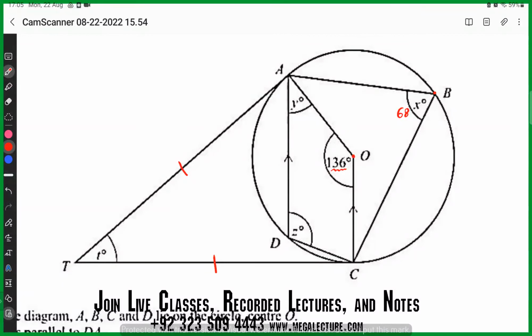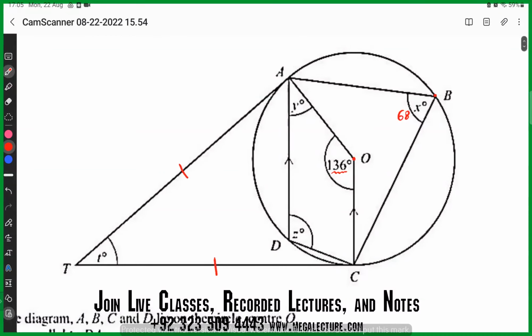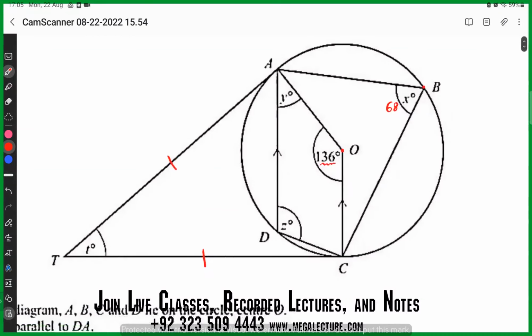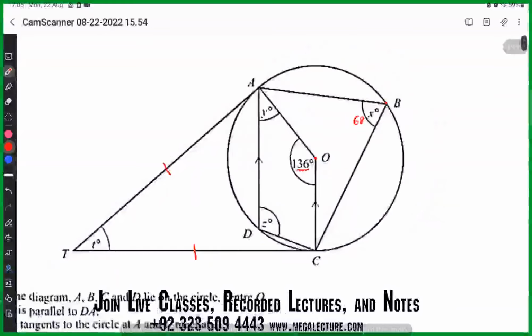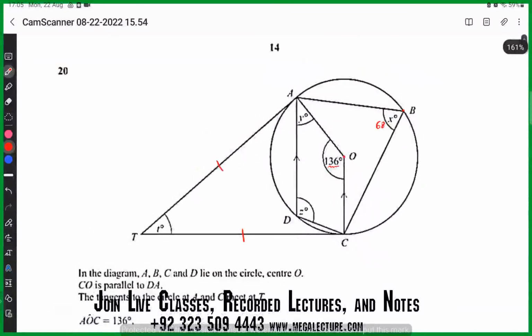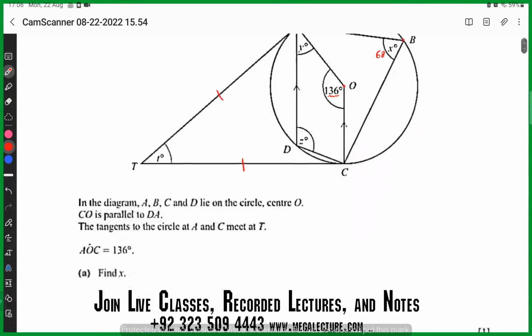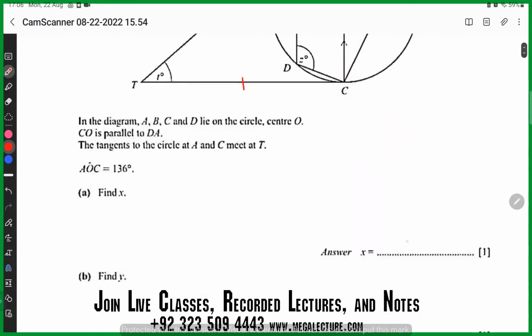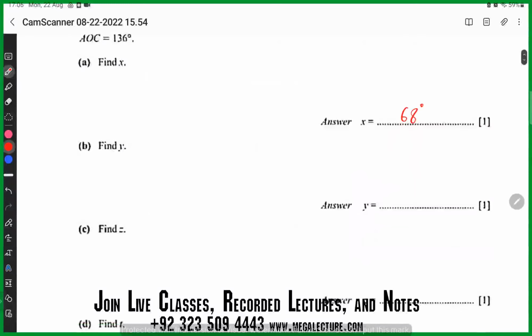X was the first part. We were able to find out the value of X. How? I'll tell you one last time. Angle at center is twice the angle at circumference. So O is center, B is circumference. This is how I knew that I would be dividing 136 by 2 and this would give me 68. Please pay attention. So this turned out to be 68 degrees.